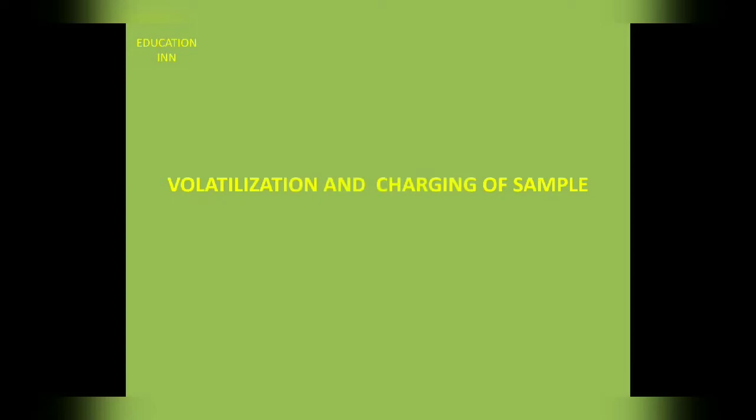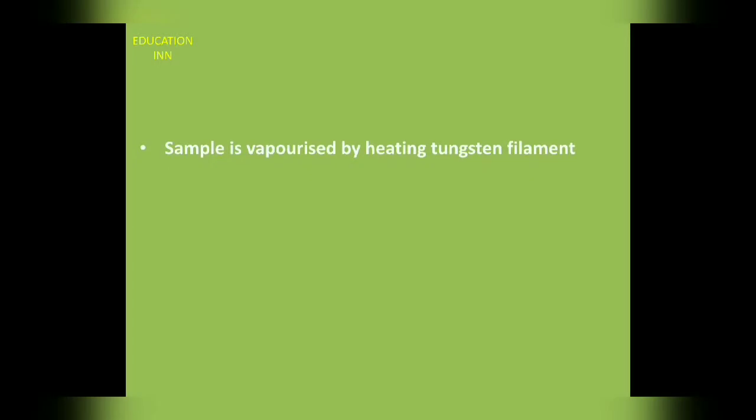Volatilization and charging of the sample. The sample is volatilized and given a charge. Sample is vaporized by heating tungsten filament. This tungsten filament radiates heat energy which is used to vaporize the gas sample.